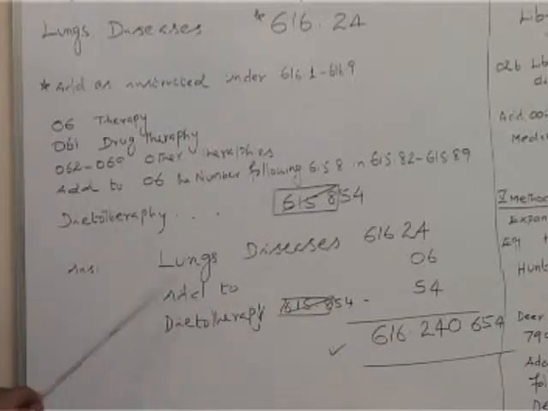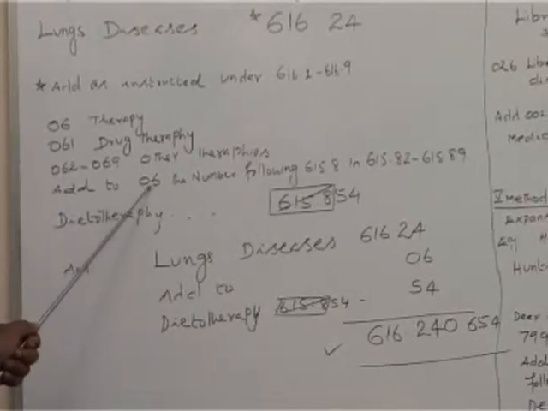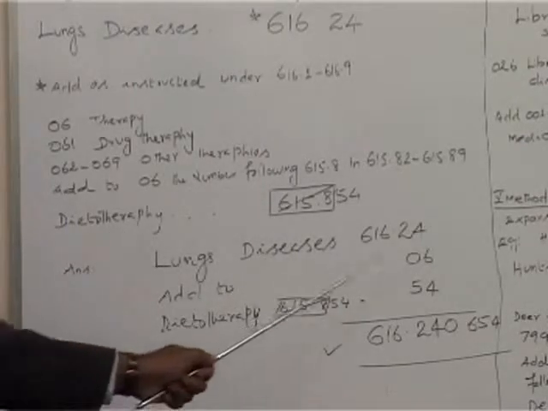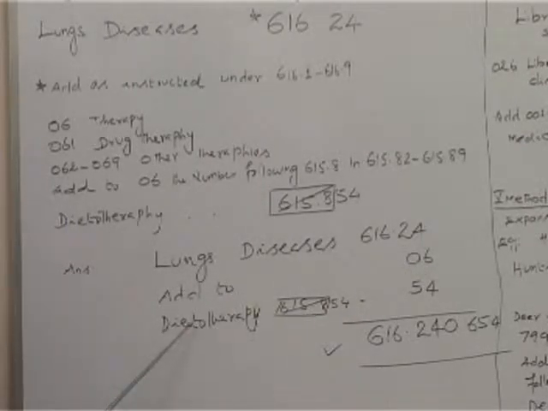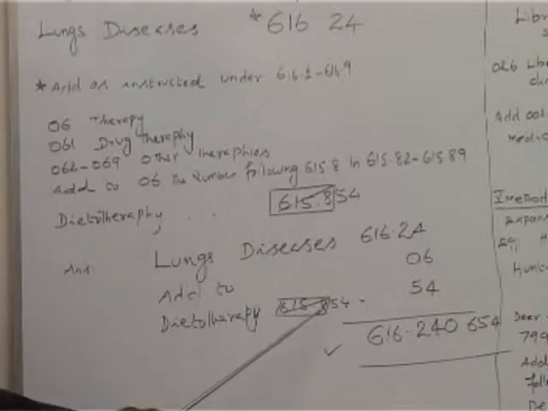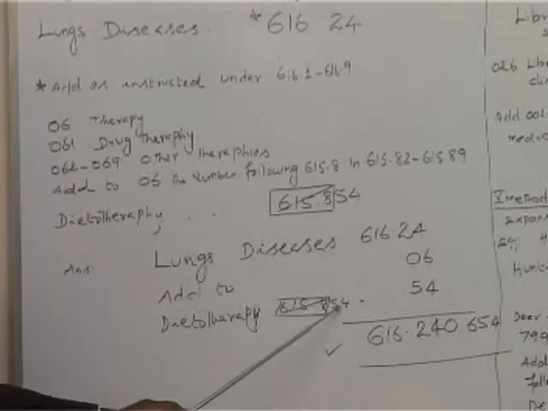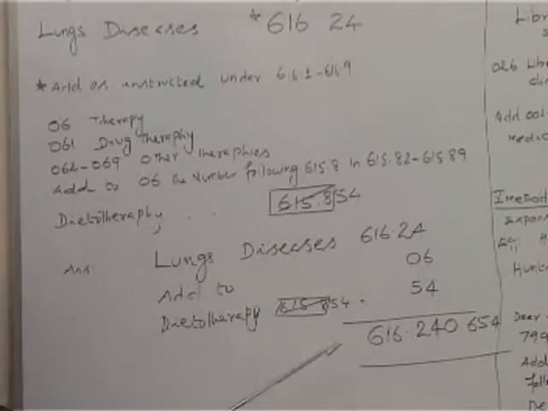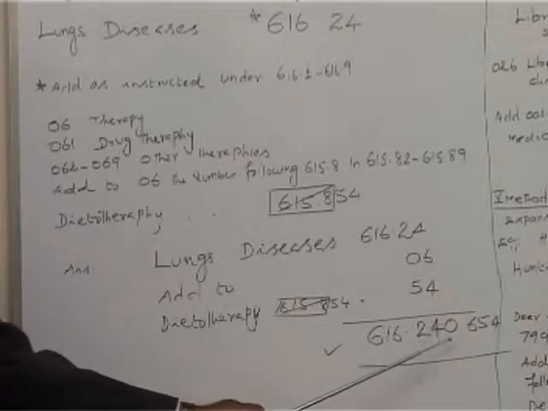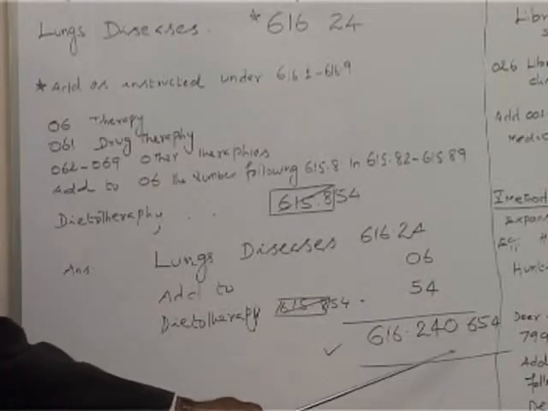Then according to this instruction, add to 06. With the base number you have to add 06. The remaining dietotherapy number is 615.854. The remaining number should be 54. That is to be added along with that. The final answer should be 616.240654. This is the final answer.